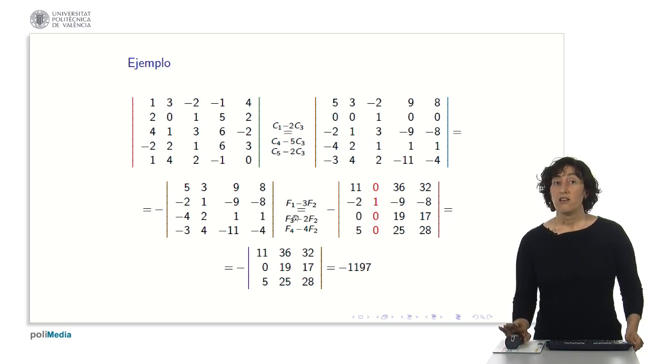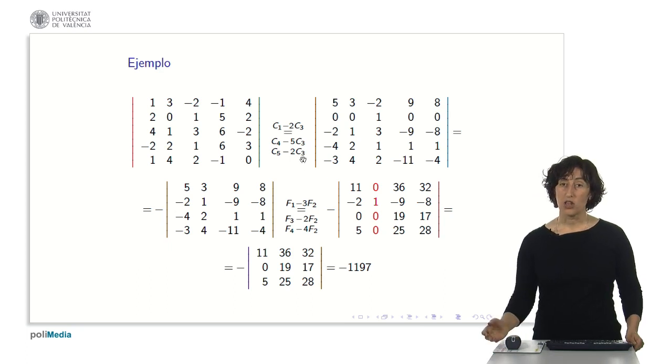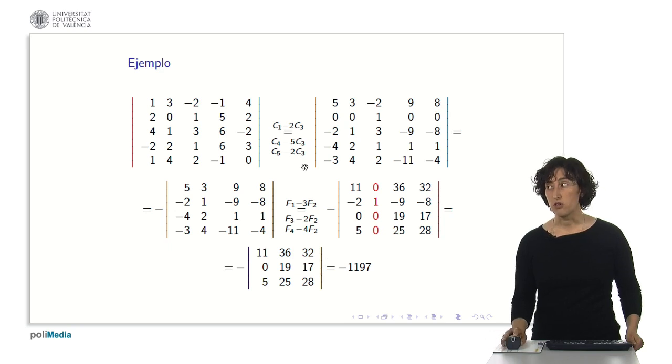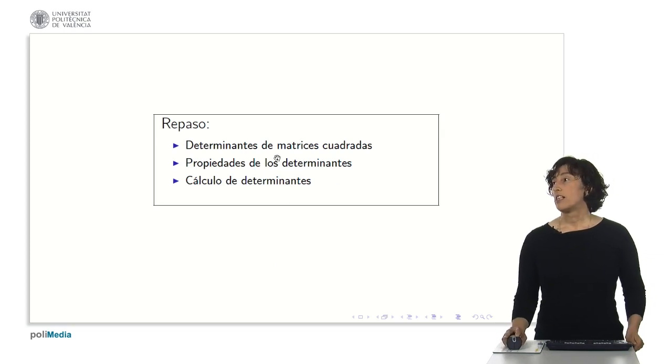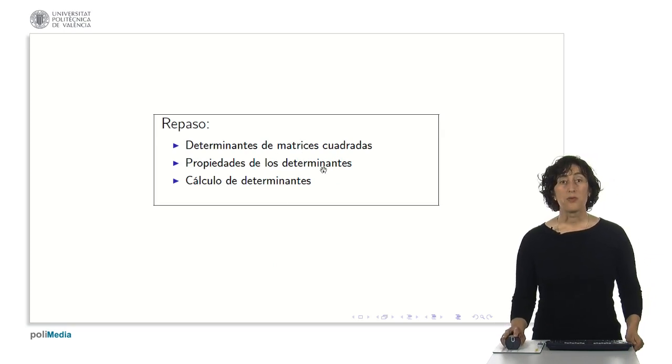Be careful, because this can be done in determinants, operations with columns and rows. But this type of operation cannot be done with columns if we are working with systems by the Gauss method. The Gauss method only admits operations with rows, just like the inverse calculation by the Gauss method, which only admits operations with rows. In determinants, we can do both types of operations. Well, with this, we have seen what the determinant of a square matrix is, what properties it fulfills, and how they are used to calculate determinants.